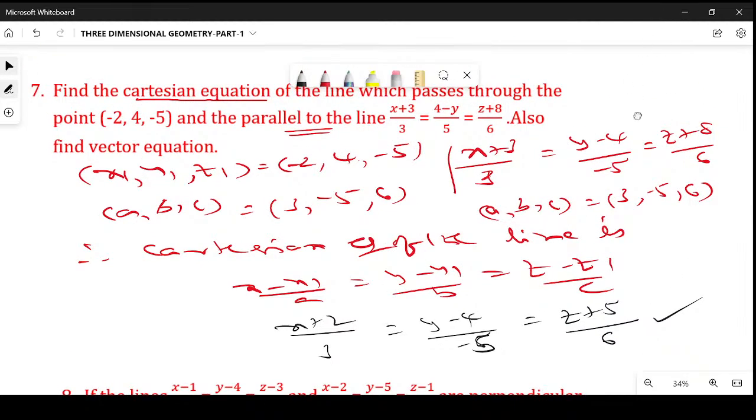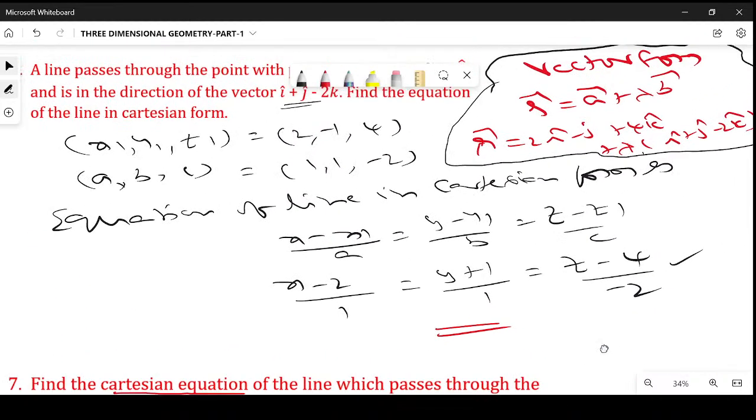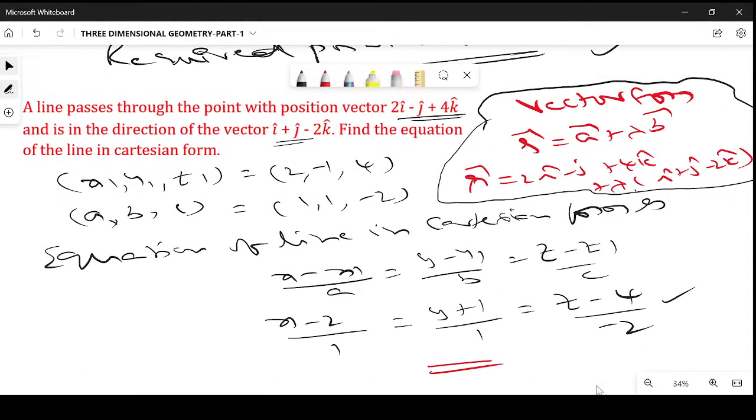The previous one. Yes, yes, I have written correct only, Tanishq. You can check that I have written z minus 4 only. Z minus 4, correct. What you told, that is correct. Z minus 4, I have written the same thing. You can verify.